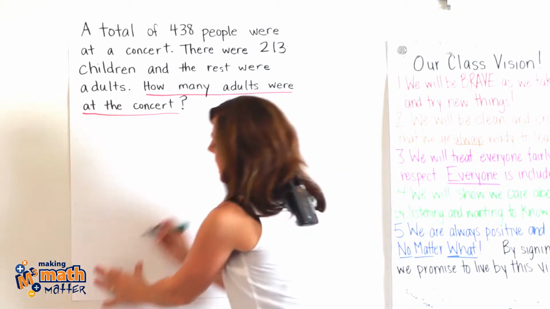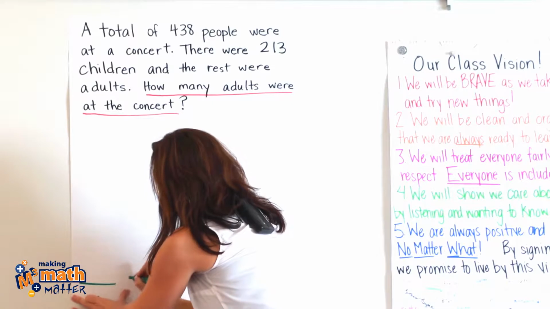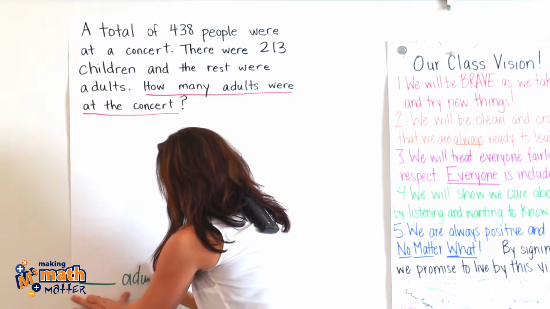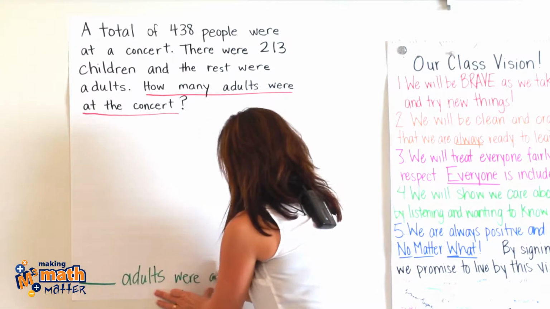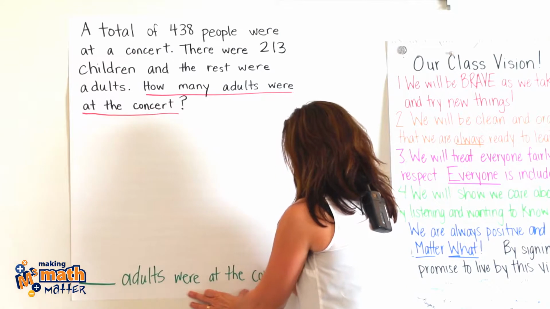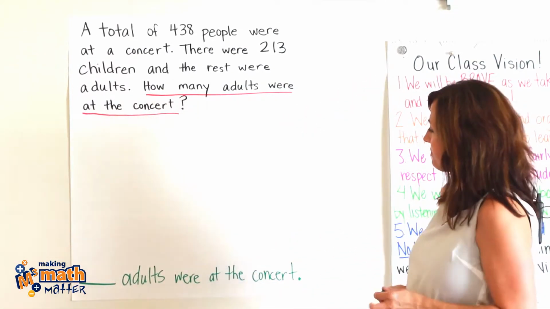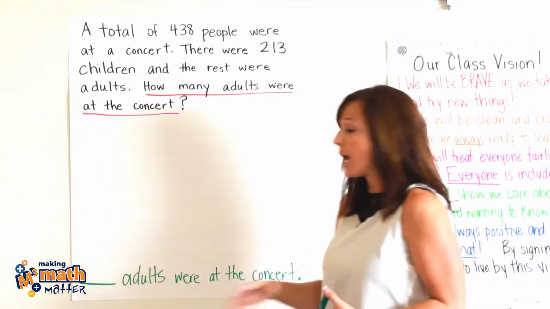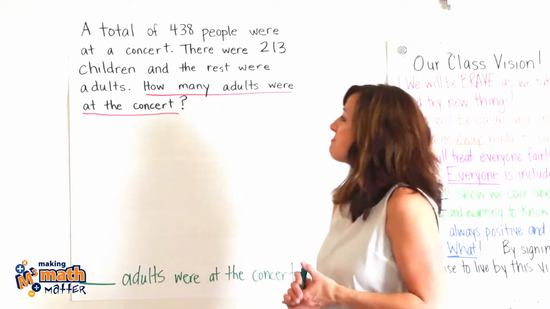So I'm going to write down here. I'm going to give myself some space to work. And I'm going to write blank adults were at the concert. And of course I'm going to put my punctuation because I know that it's a sentence. So when I'm done, I'm going to know how many adults. I've got my label right here all ready for me.